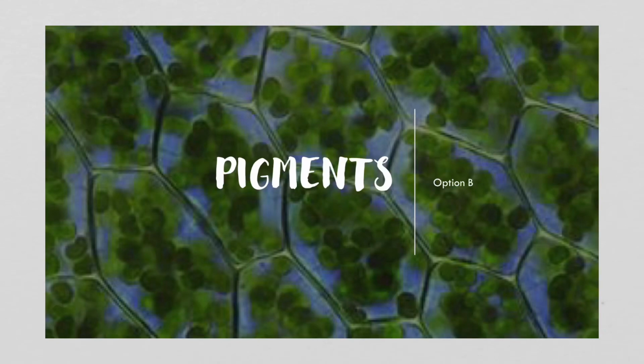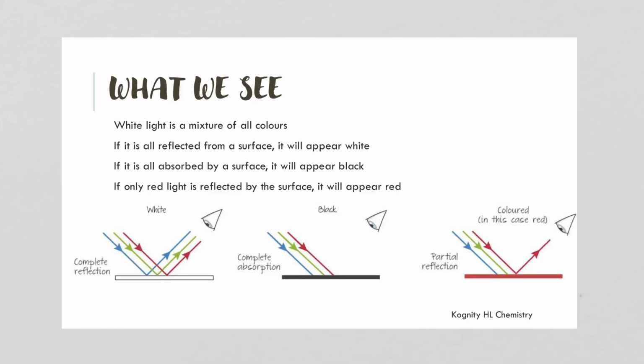In this video, we're going to learn about the structure and function of pigments. So first of all, let's talk about what we see and why we see what we see. Remember from grade 10 science, we learned about light and optics. White light is a mixture of all colors of light. We can only see a small portion of the spectrum.